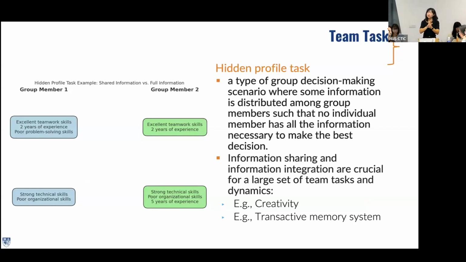But because everyone only has partial information, unless we share all the information, we might make a really bad decision, because the shared information says, oh, candidate A is much better, which is blue. But once you share everything, you'll realize, okay, candidate B is actually the better candidate for this position.